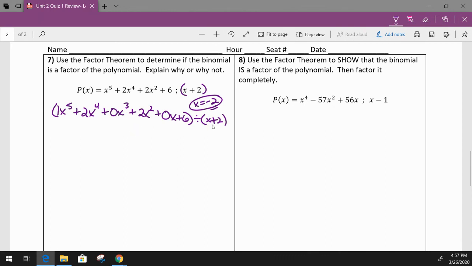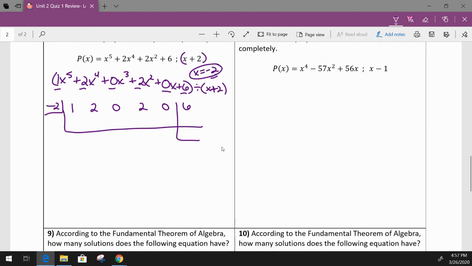So with synthetic division, if you're dividing by x plus 2, the number that you're putting in the corner is -2. So it's the opposite of what is in the binomial. Then we take our coefficients, and don't forget about those zeros: 1, 2, 0, 2, 0, 6. And bring down some space there and now we basically work through our synthetic division to see if it equals 0. Carry down the 1, multiply, you get -2, add, we get 0.